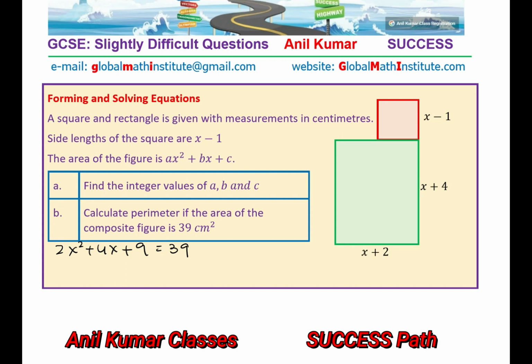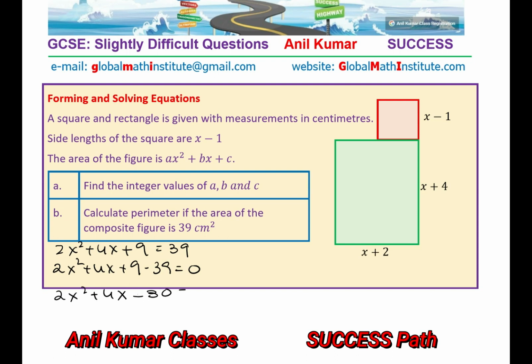Perfect. So let's bring 39 to the left. So we have 2x squared plus 4x plus 9 minus 39 equals 0, which is 2x squared plus 4x, and we get plus 9 minus 39, which is minus 30, right?